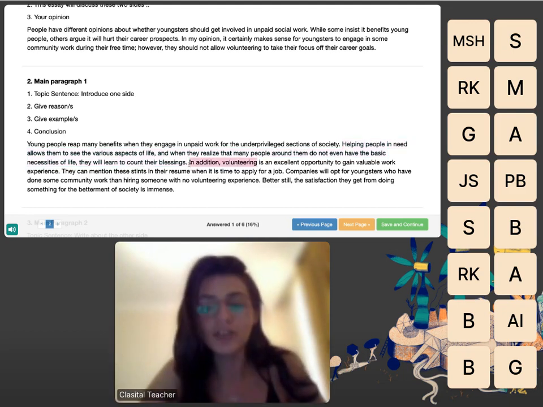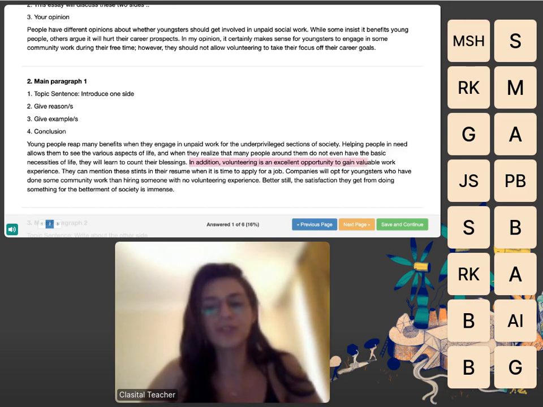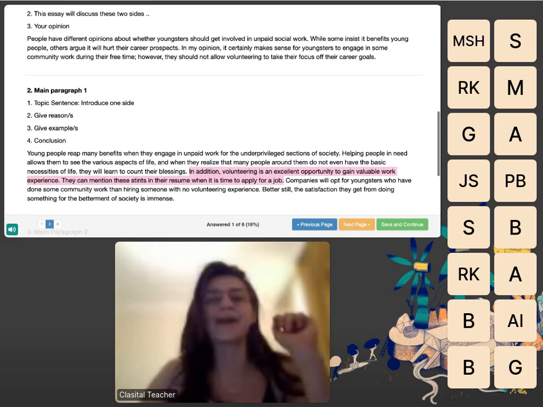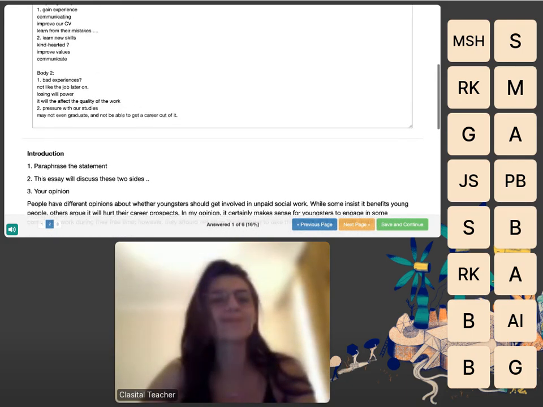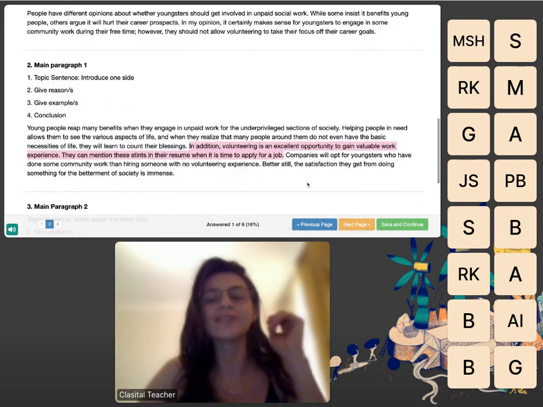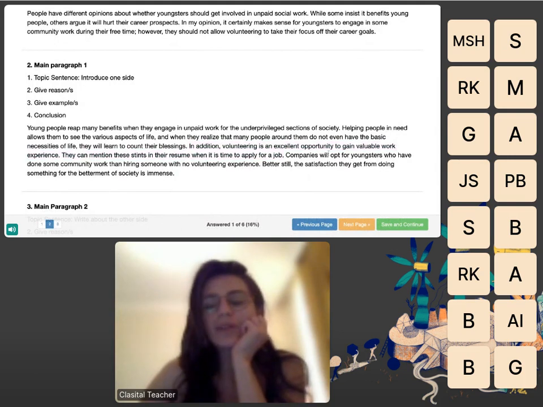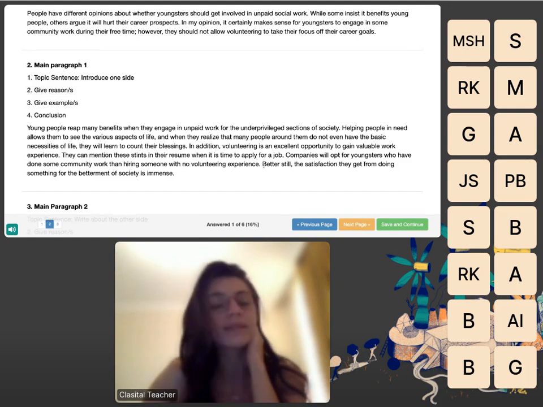And it says, in addition, volunteering is an excellent opportunity to gain valuable work experience. They can mention these stints in their resume when it is time to apply for a job. Remember, this was one of our arguments. This was one of our supporting ideas when we were forming our outline. So well done on that. Then it says companies will opt for youngsters who have done some community work rather than hiring someone with no volunteering experience.